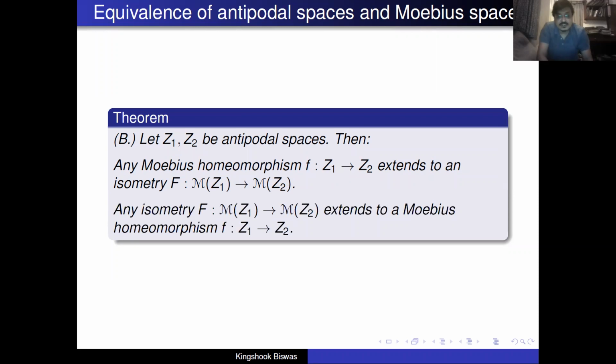And the converse is a bit harder to show. Any isometry between the Moebius spaces, MZ1 to MZ2, extends to a Moebius homeomorphism F from Z1 to Z2.